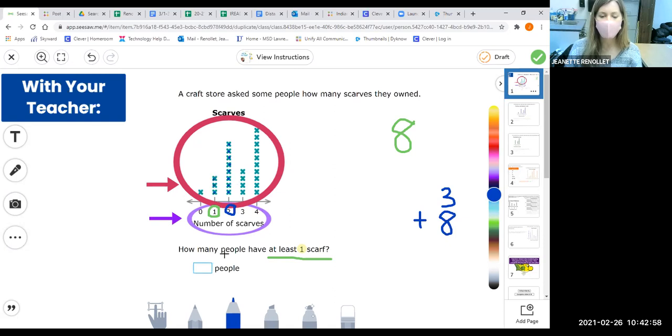We've counted 1 and 2 so far. Let's go to 3 scarves. How many people have 3 scarves according to the data? I count 1, 2, 3, 4. So plus 4.